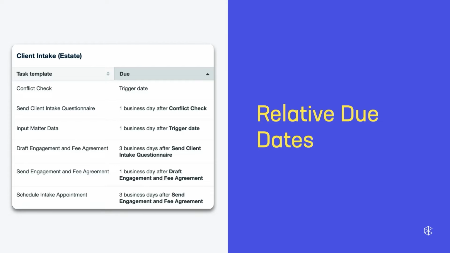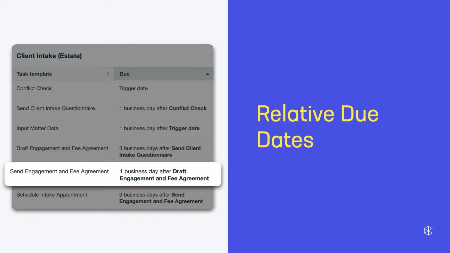If we take a look at this example task list here, you can see all of my templated individual tasks. And then in that due column, notice that they don't have specific due dates, but all the due dates say that they're due relative to another task on the list. For this task here, my send engagement and fee agreement is going to be due 1 business day after my draft engagement and fee agreement.